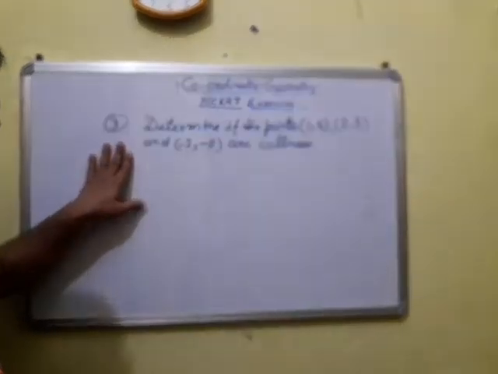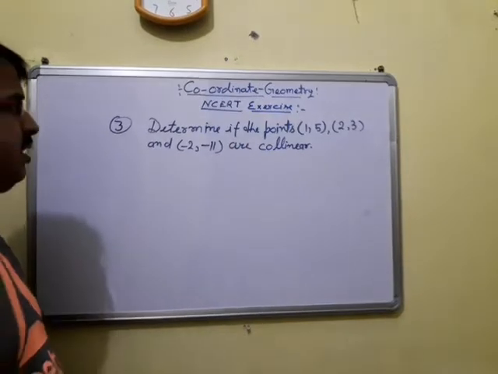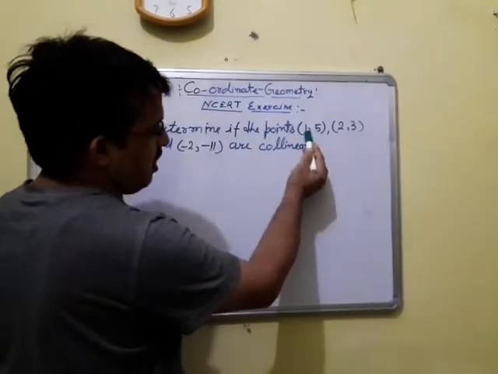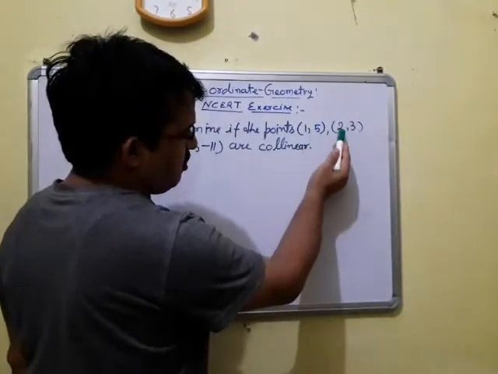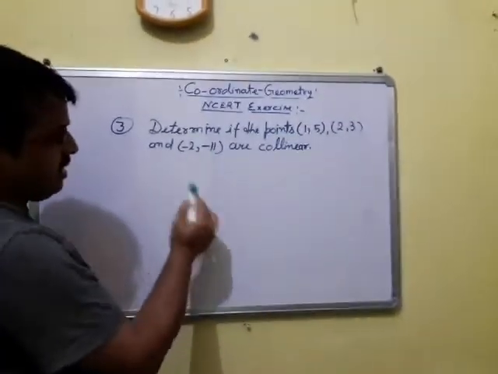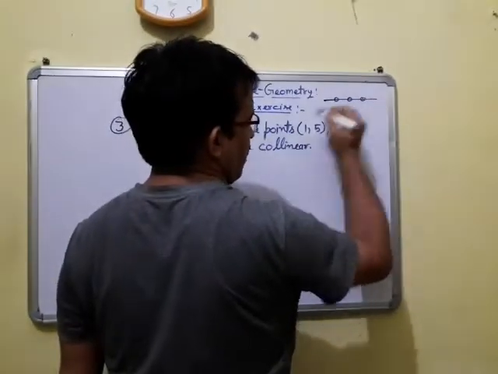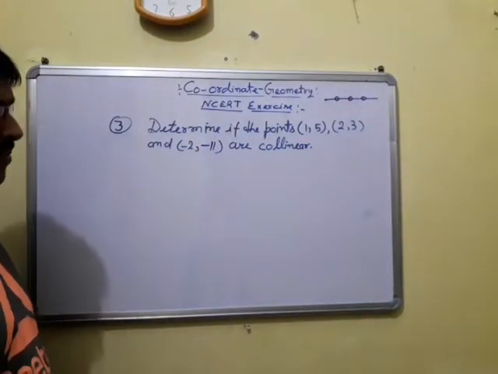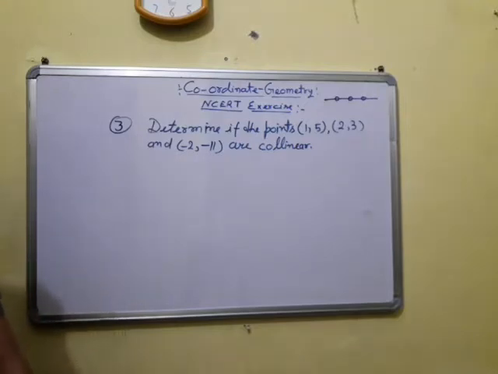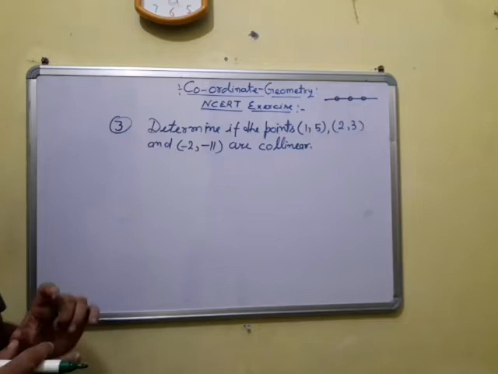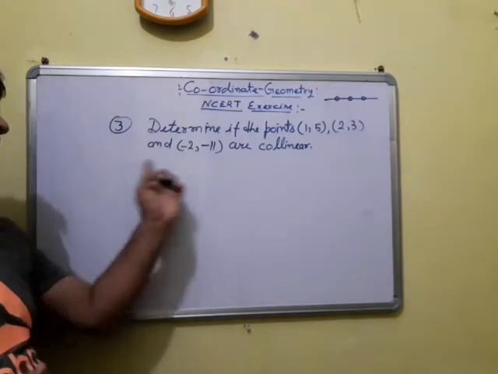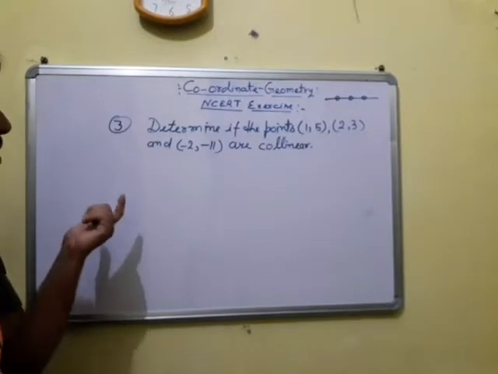Now we discuss question number three. Determine if the points (1, 5), (2, 3) and (-2, -11) are collinear. Collinear means, as I told you, when these three points lie on the same line, we say these points are collinear. So we find the distance between these three points. If the distances are the same, then we say these points are collinear, otherwise non-collinear.